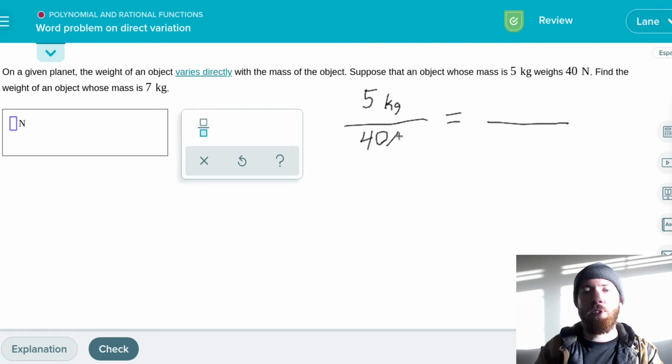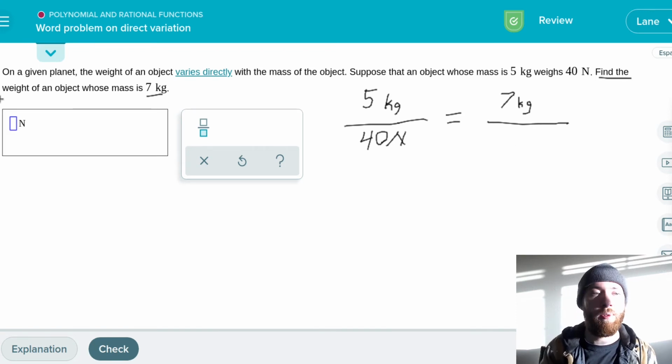And it doesn't matter what you put on the top or the bottom, as long as you do them in the same order on the other side. So this 7 kilograms has to go on the top, right? Because we put the 5 on the top over here. And how many newtons go down here? We don't know. That's our unknown, the unknown weight in newtons. So we're going to write x here.